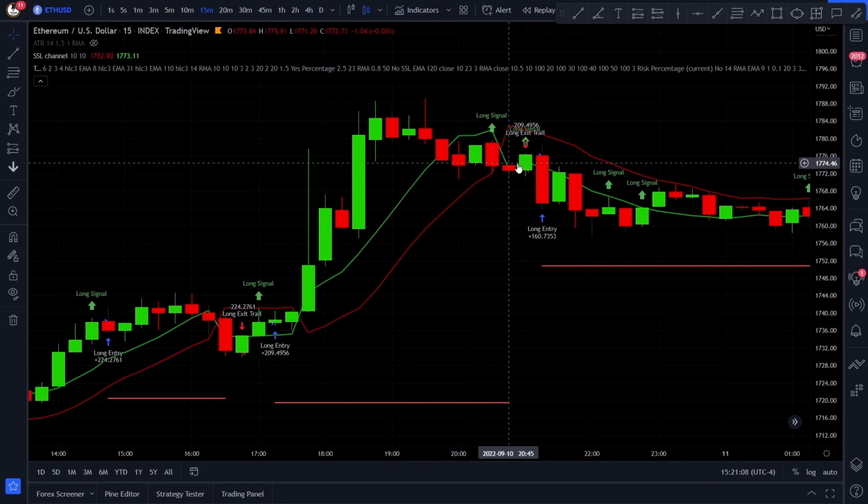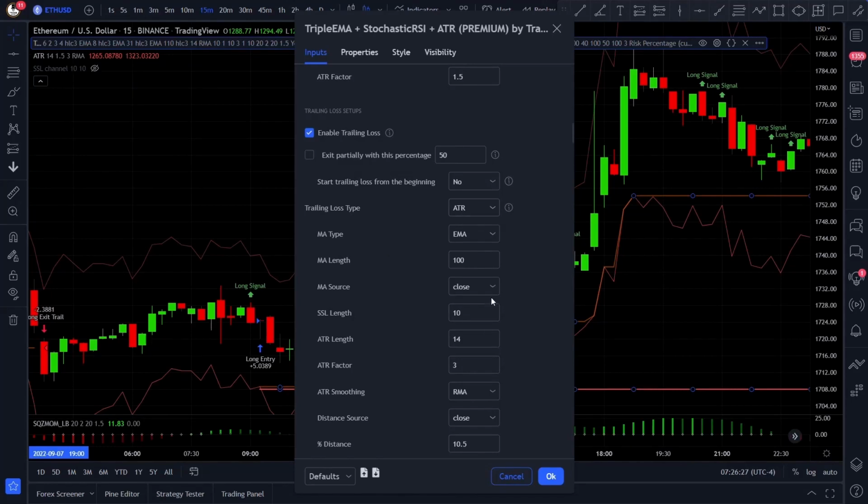Let's move on to the ATR-based trailing stop loss. With this trailing stop loss type, you can modify the ATR length, the ATR factor, and the ATR smoothing. As you might know, this is my go-to trailing stop loss type, and I almost always use it when optimizing a strategy. So let's set it up, and I will use the same values as I used with the basic stop loss setup, which is 14 length ATR with RMA smoothing and a 3 multiplier.